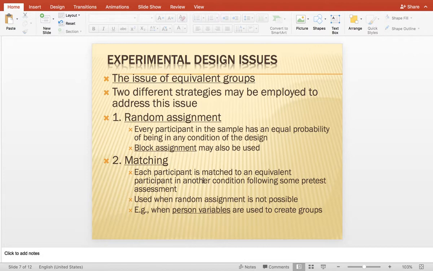All right. So, what are some other potential issues then that we encounter with this issue of equivalent groups? Part of the issue of equivalent groups is, again, this idea of getting people to come in and participate, and then how to use them once they've come in and participated.